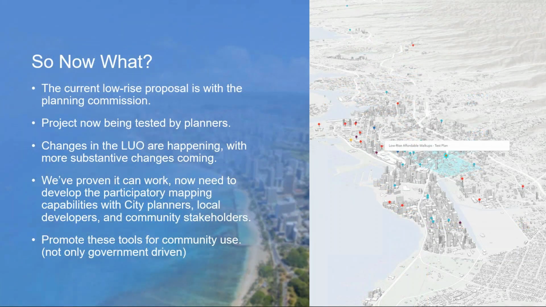So where are we at now? At the time of this presentation, the low-rise proposal was with our planning commission. It has now moved forward to our city council members who are beginning to review this. The project has been provided to our planners, and the planners are now beginning to evaluate the different scenarios.